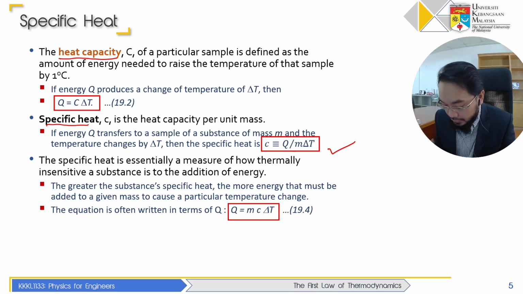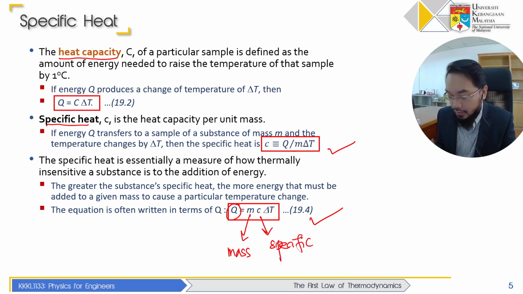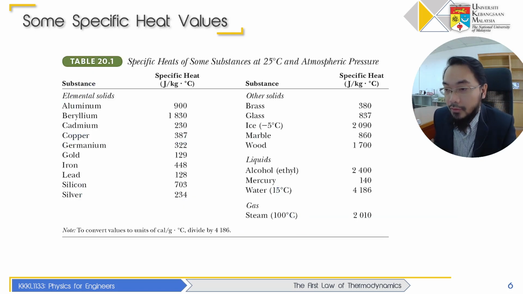And ultimately, the relationship between Q and small c is this equation here, 19.4, which describes the amount of heat energy that needs to be transferred in order to increase the temperature of the object by delta T, where m is the mass and c is the specific heat capacity. So this one you all are well familiar with. It's just a revision for you.